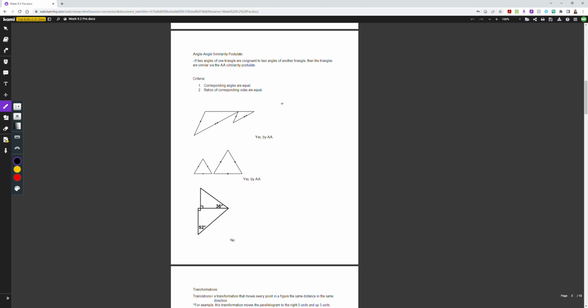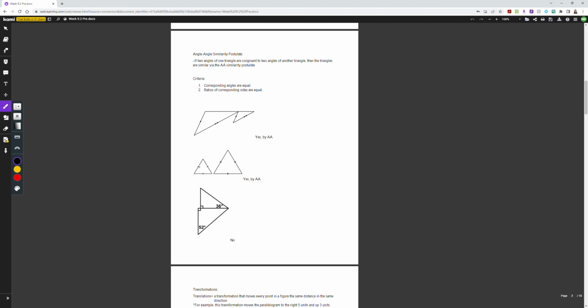Let's look at this first example. This and this are parallel to each other, so their ratios are going to be equal. Same with this, parallel, so their sides are going to be in proportion. And their angles are going to be equal because with parallel lines, remember, we have Z's, F's, and C's. Because of those, we would have congruent angles. So yes, it's similar by the angle-angle similarity postulate.